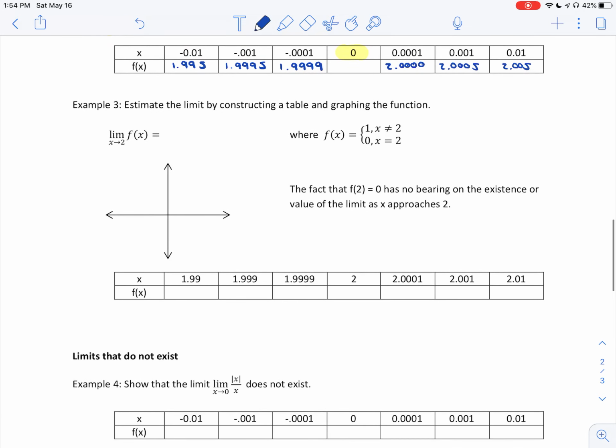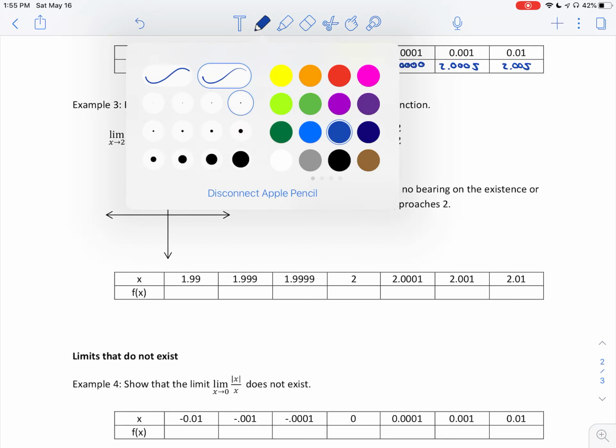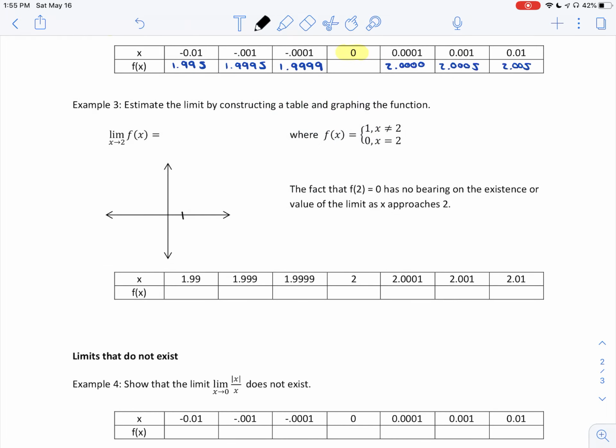All right, this next one, I want to show you a couple different ways that we can solve it. One, using a table method like we just did above, and a second way of just graphing the function and using the graph to find our limit. All right, so in this case, we're given this piecewise function here. F of x is equal to 1 when x does not equal 2, and f of x is equal to 0 when x equals 2. Let's go ahead and just graph this out. I'm just going to keep it simple here.